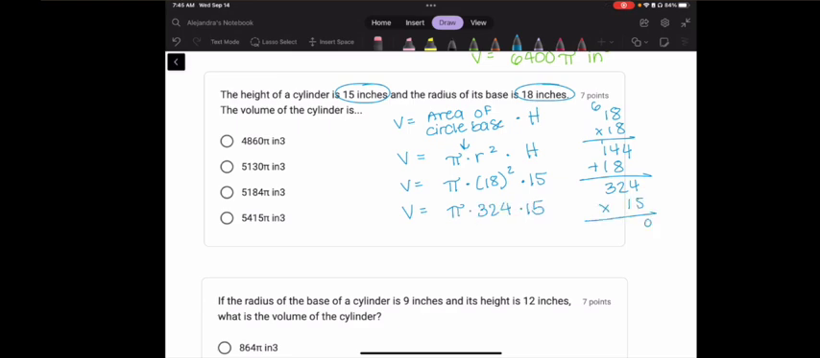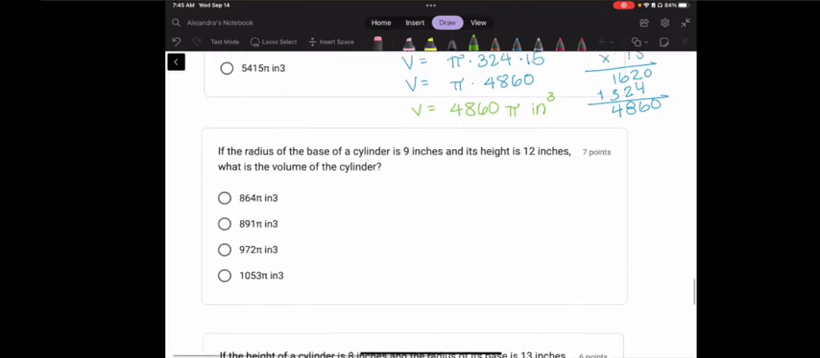So now let's multiply this times 15. That will be 20, carry the 2. That will be 10 plus 2 is 12, carry the 1. That will be 15 plus 1 is 16. And then 4, 2, 3. That will be 0, 6, 8, and 4. So the volume is going to equal pi times 4,860. And again, since you're multiplying, you can rearrange the order here, and we always prefer to have pi at the end. So I'm going to have 4,860 pi inches to the third power.